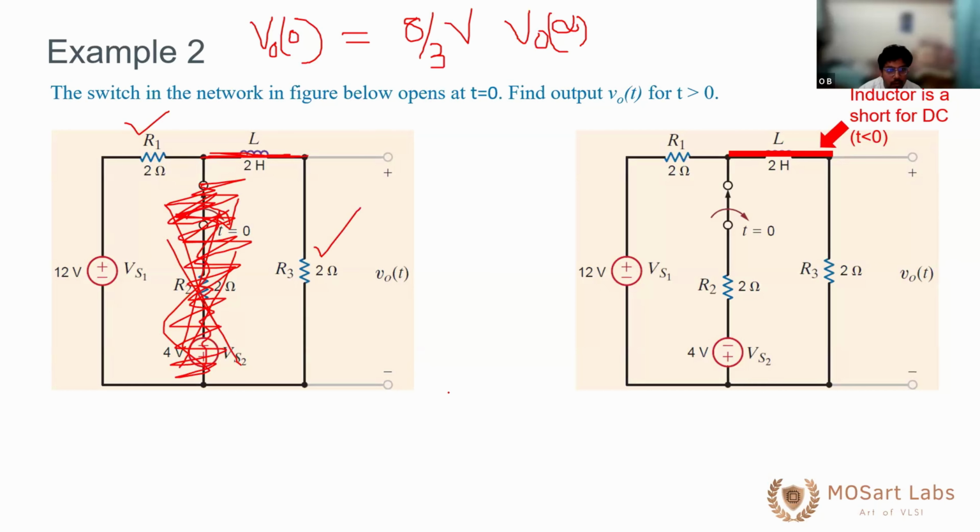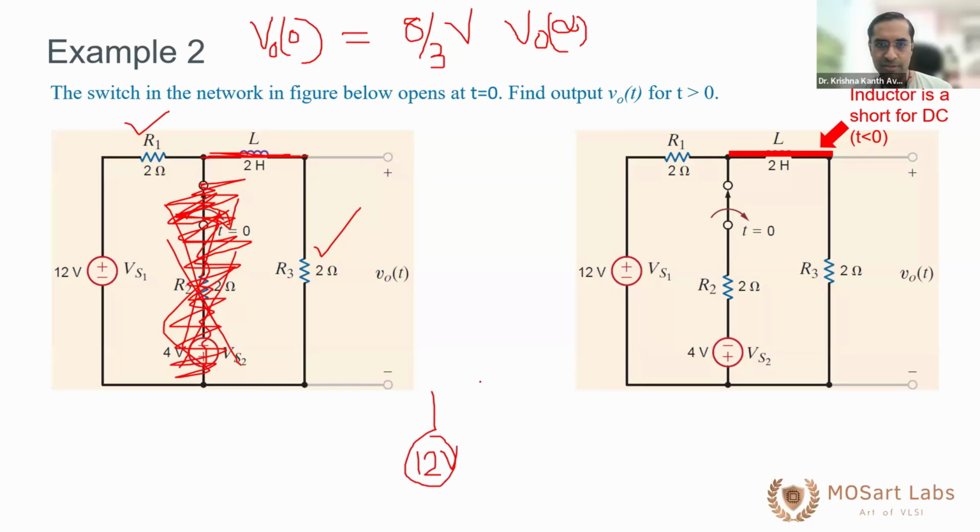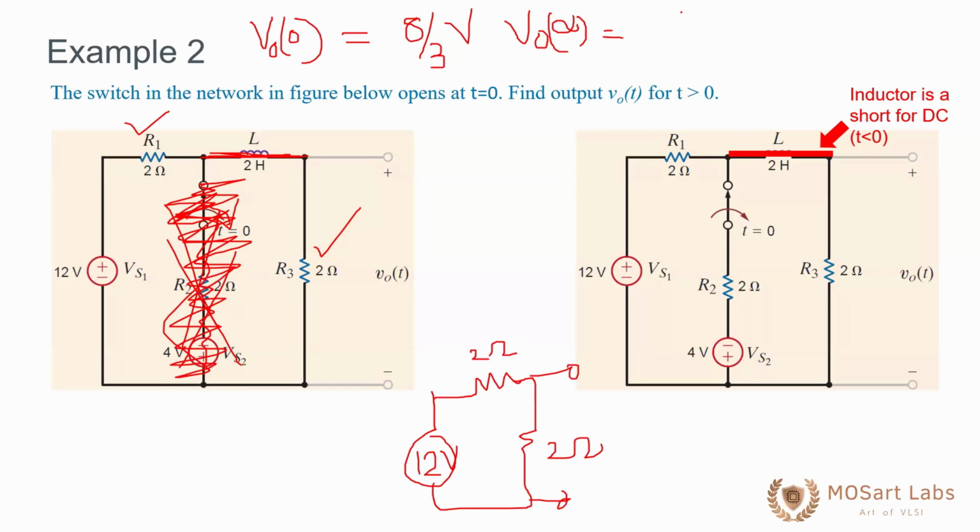What is the output voltage? What is the circuit? Yeah, 6 volts, right? It's 12 volts, and then you have 2 ohms and 2 ohms. That's it. And you are asked to find the voltage across 2 ohms. So it should be 6 volts. You agree? V infinity is 6 volts. Any confusion here? No, sir.